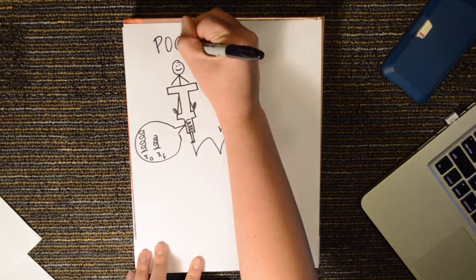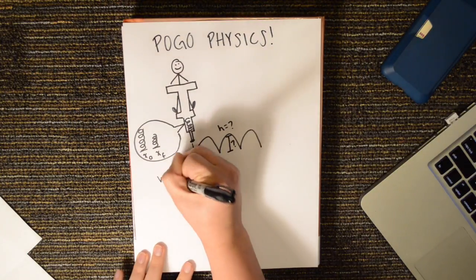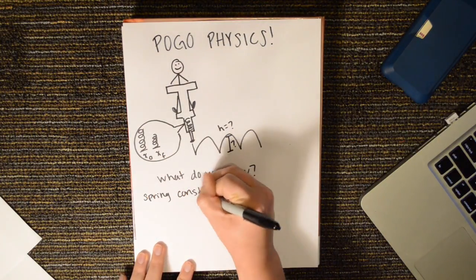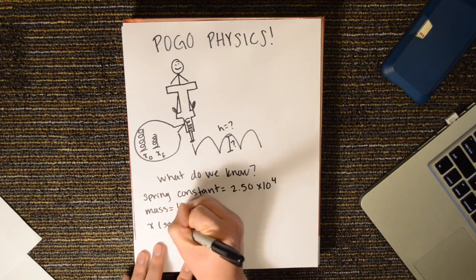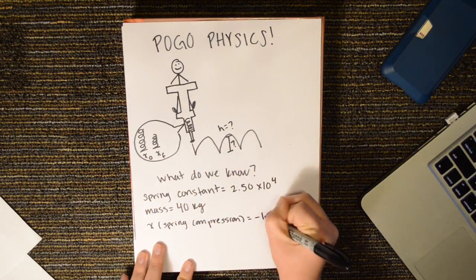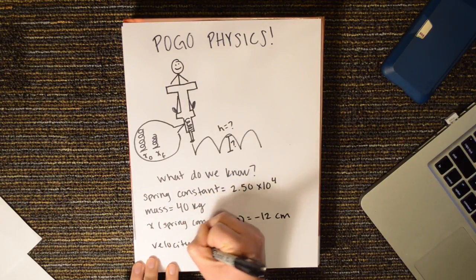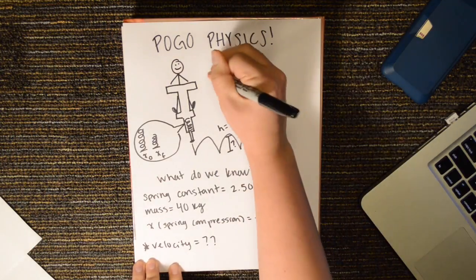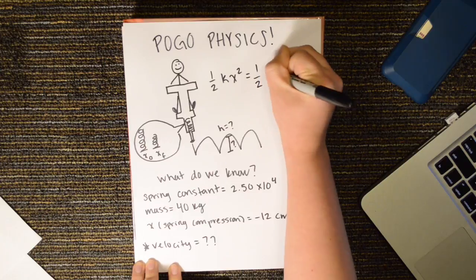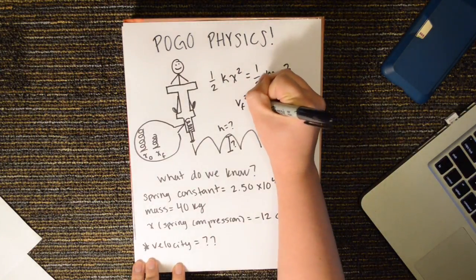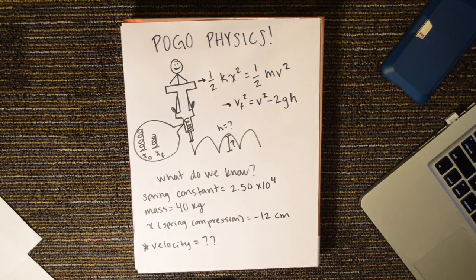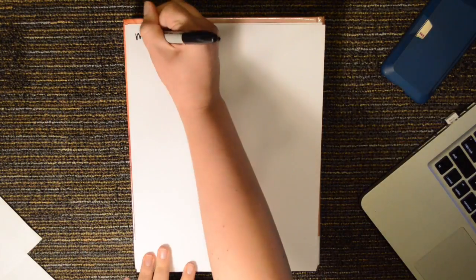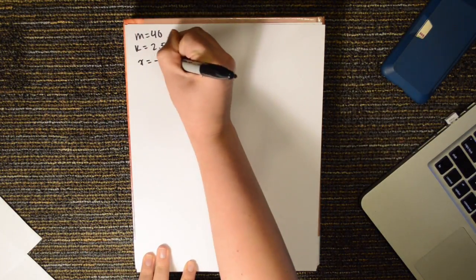It starts from an initial position and then compresses to a final position. In any physics problem, it's always good to start off with what you know, and then decide what you need to know. In this case, we know the spring constant, the mass, and the spring compression, and we need to find out the velocity. For our equations, we'll be using this conservation of energy equation from before, as well as a kinematic equation. Now for the fun part, let's do some calculations.